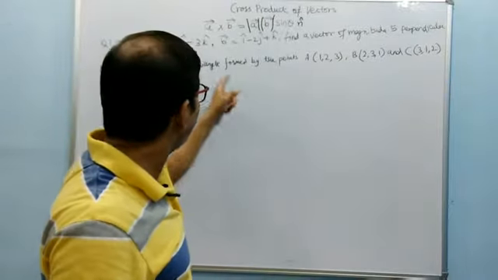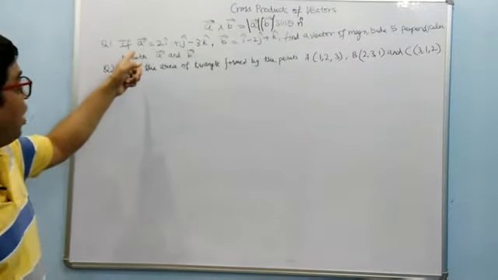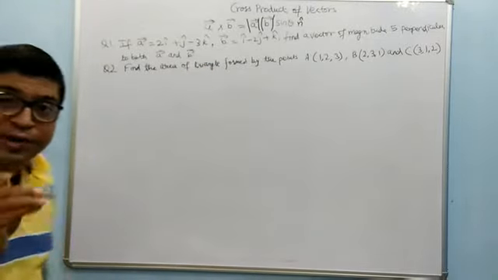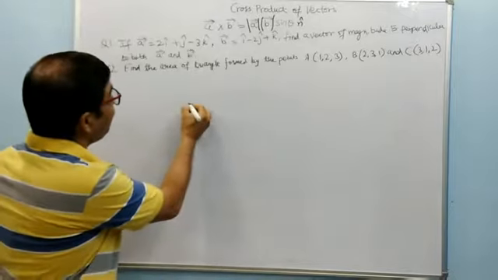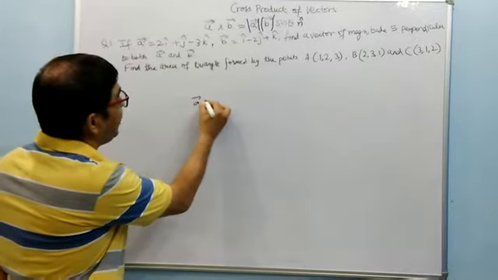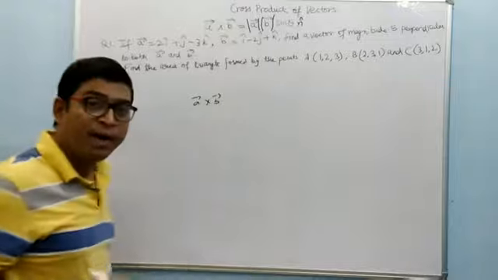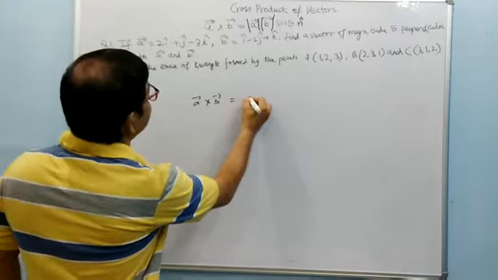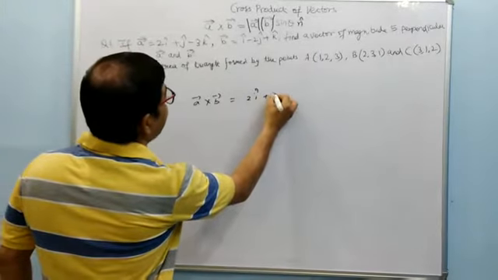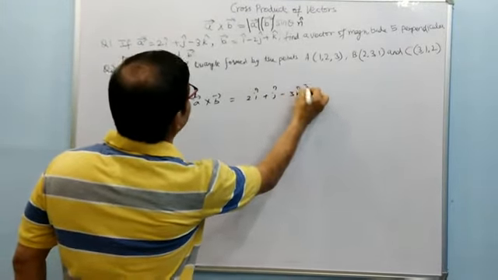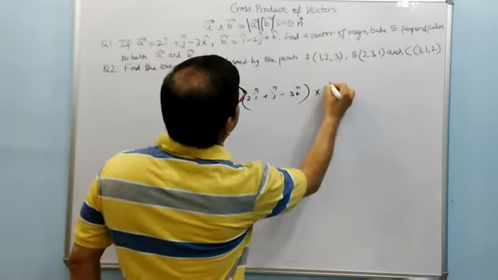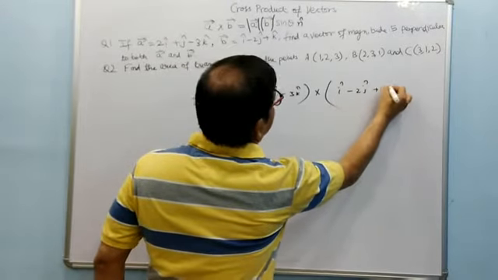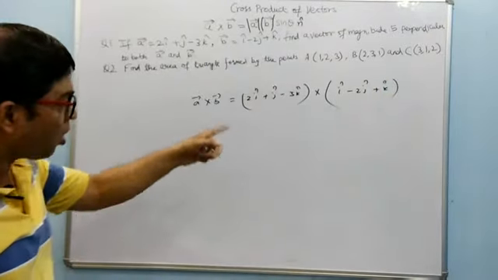Now see, we will solve certain problems. In question 1, vector A is this, vector B is this. Find a vector of magnitude 5 perpendicular to both vector A and B. If we have to find a vector perpendicular to both vector A and B, we have to find vector A cross vector B. What is that? This is 2i cap plus j cap minus 3k cap cross B, which is i cap minus 2j cap plus k cap.